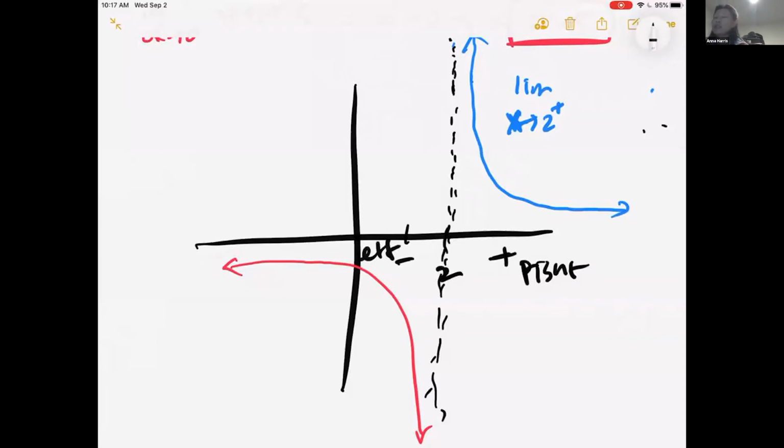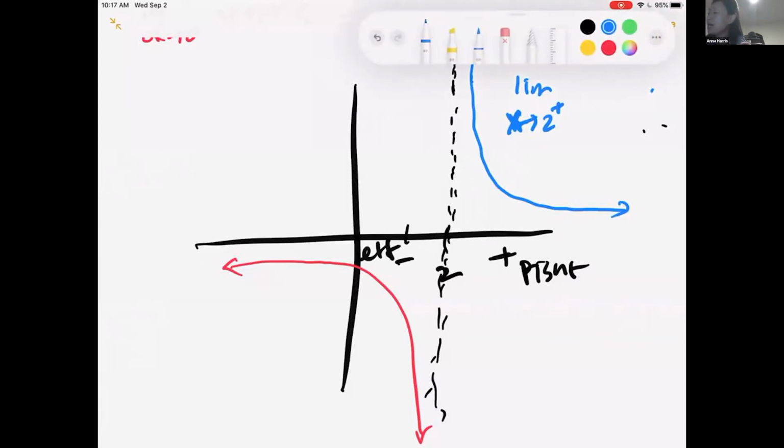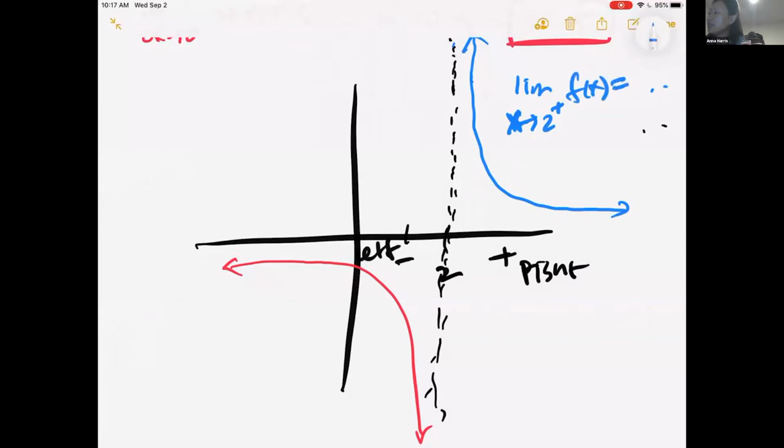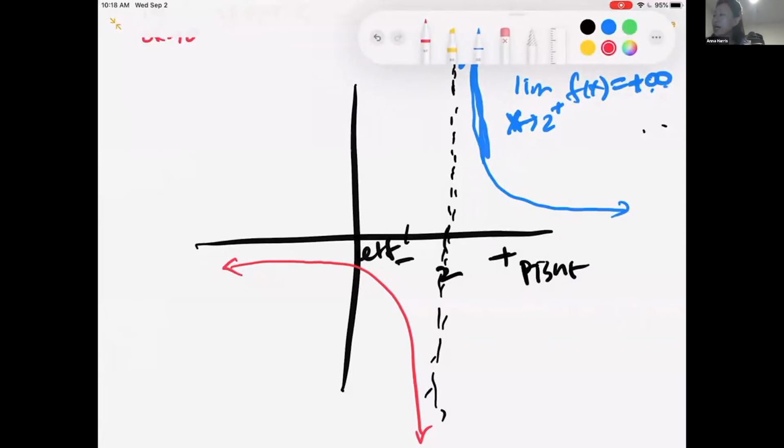All right, so the positive side of this function at 2, look at this, it's going what? It keeps going up. So it's going to be what? Positive infinity. All right, are you following me? What about the negative side?